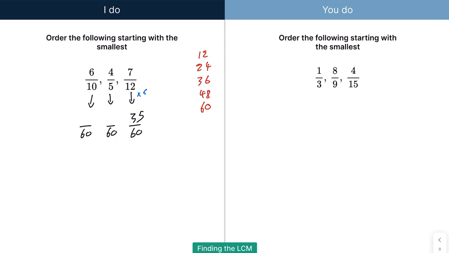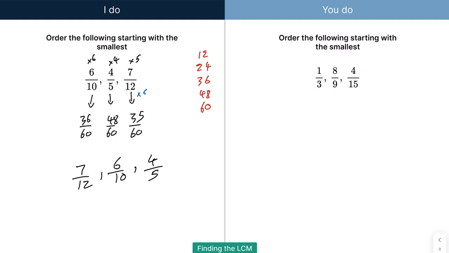With the next one, how do we get from 5 to 60? Well, that's just times 12. So we're just going to do 12 times 4, which is 48. That's 48. So we've times this one by 4, this one by 5, and then this one by 6. So we know 6 times 6 is 36. Now I can see straight away, so the answer is 35, 36, and then 48. Now remember what we want to write down is the original fraction, so that's 7 out of 12. Then it's 6 out of 10, and then it's 4 out of 5.